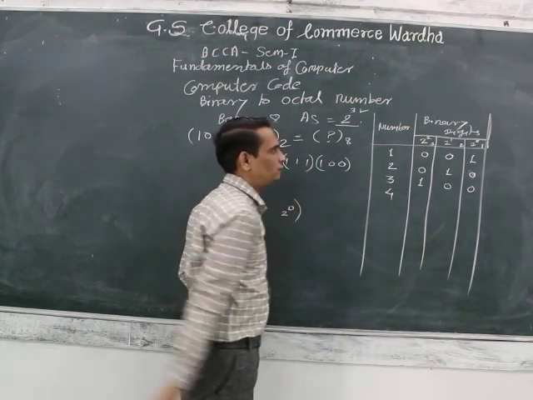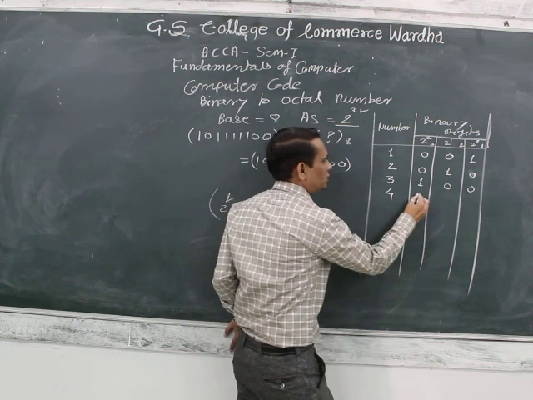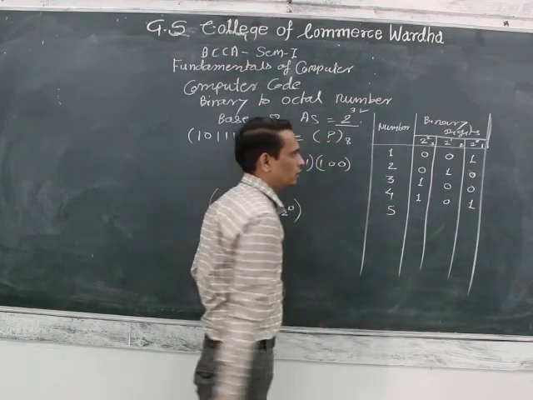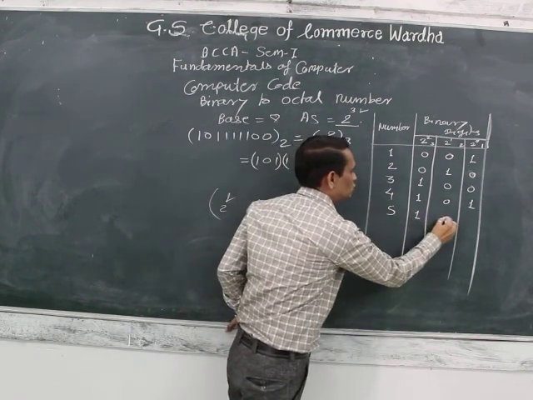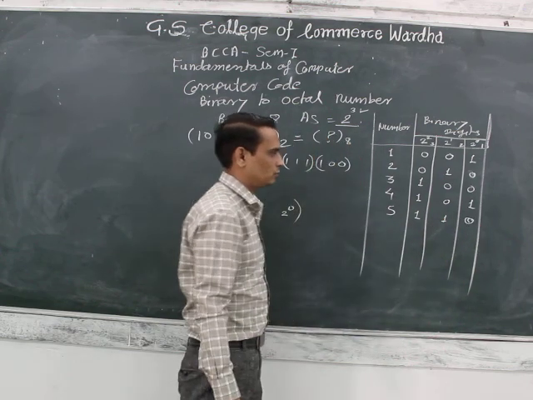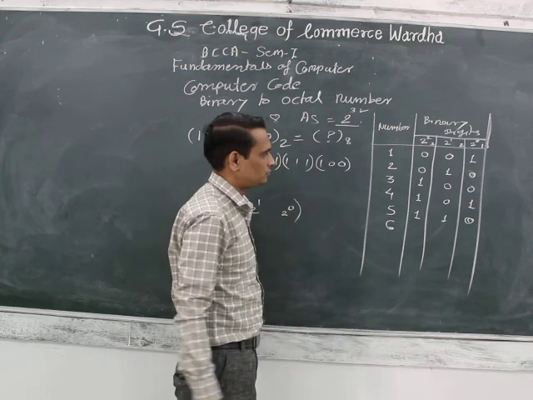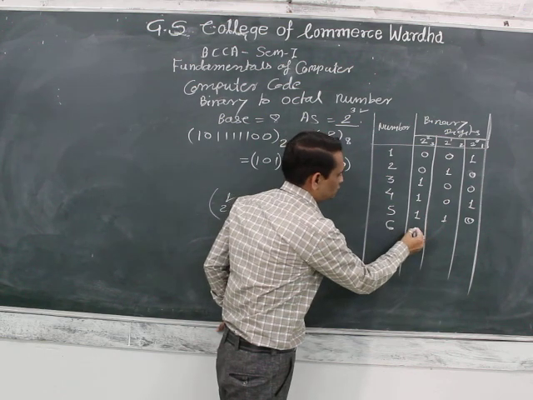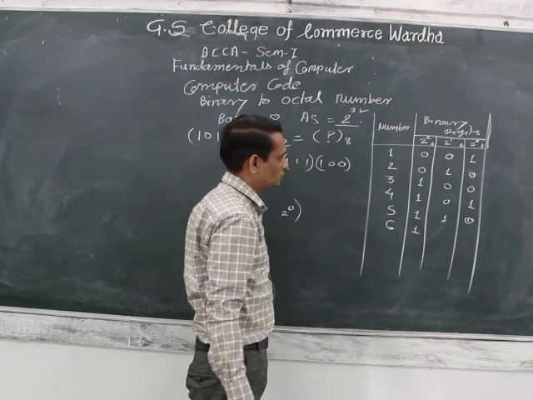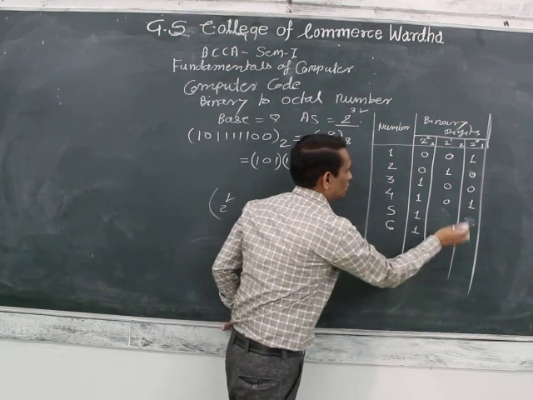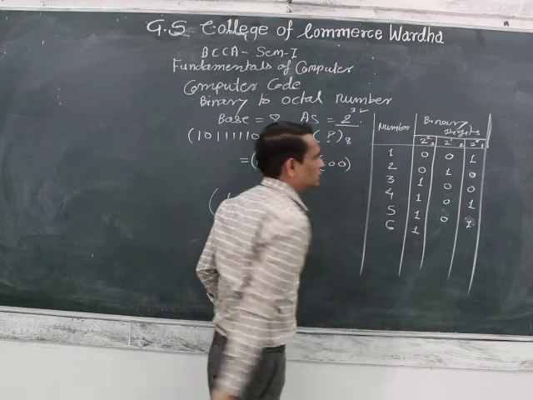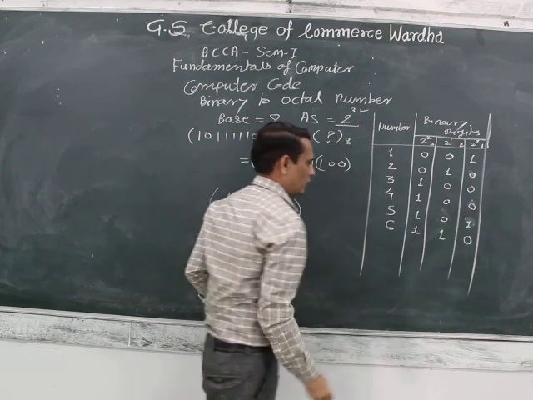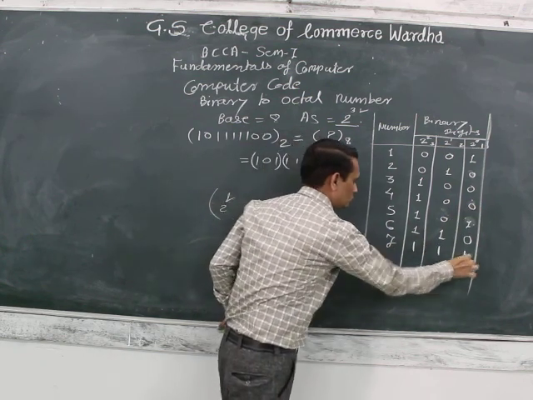For 4, for calculating 4, we need 1, 0, 0. For 5, 4 plus 1 equals 5, so 1, 0, 1. For 6, 1, 1, 0. And 7 is 111.